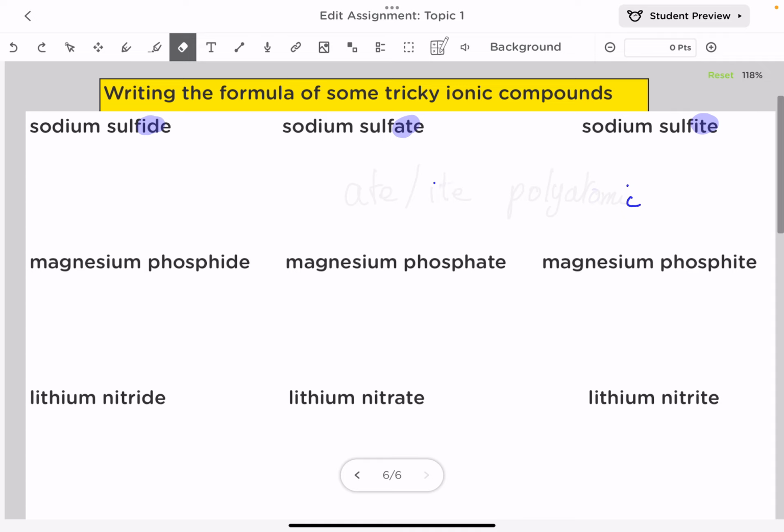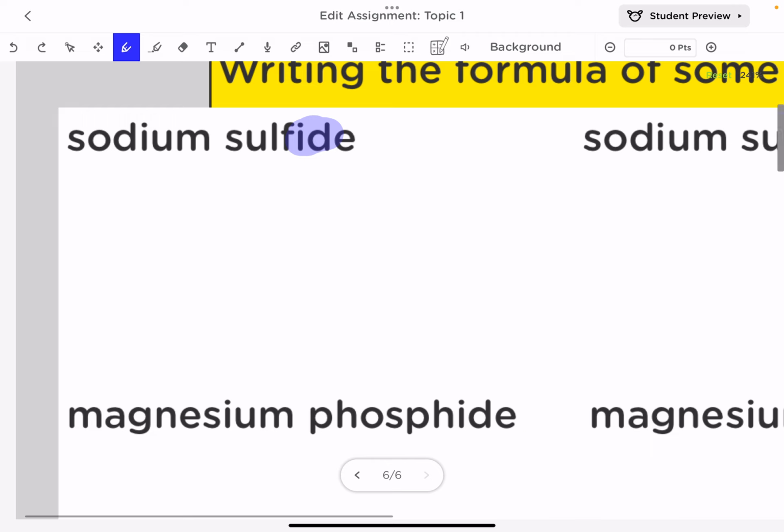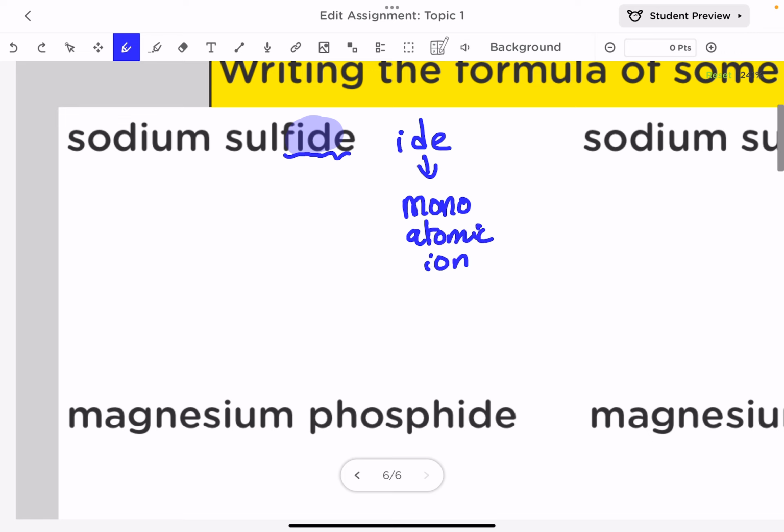So let's first explain how to write the formula of sodium sulfide. Since this is an ide, sulfide, it means it's a monoatomic ion. The monoatomic ion of sulfur. And sulfur belongs to group 16, so it will have a charge of -2. So from the periodic table, we need to write the charge of sodium, which belongs to group 1, and that is +1, and sulfur is 2 minus.